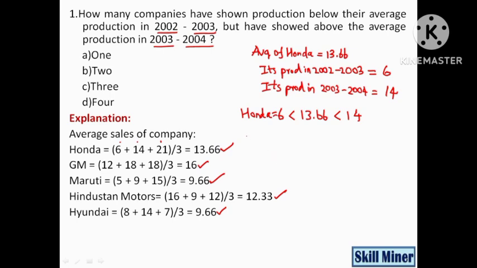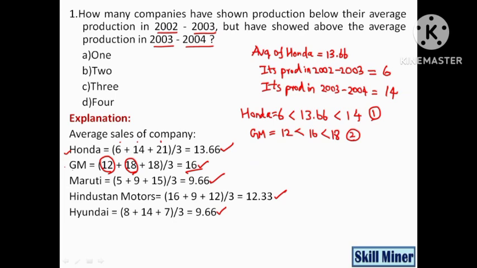Likewise, we need to check for every one of the 5 cars. Now we checked for Honda. Next we need to check for GM. GM's average production is 16. In 2002 to 2003, it produced 12. In 2003 to 2004, it produced 18. So GM is one of the answers. Honda is one of the cars, and GM also satisfies the condition.